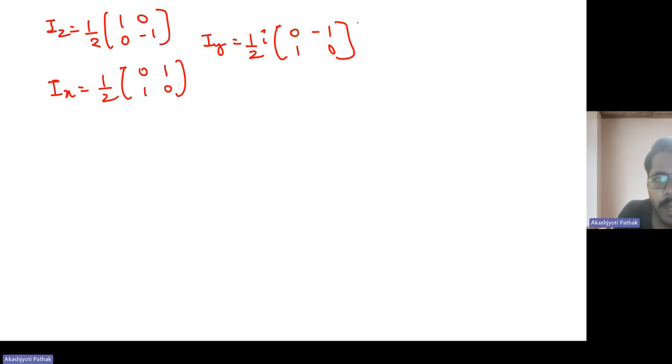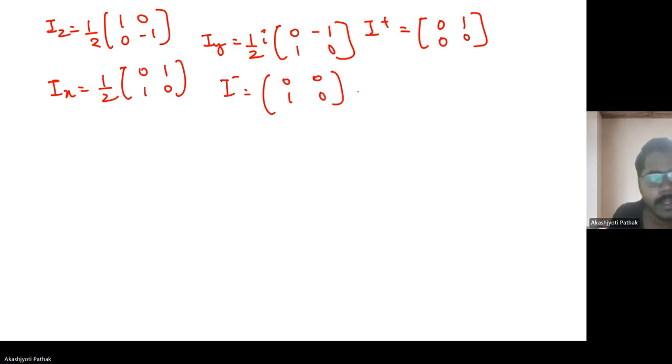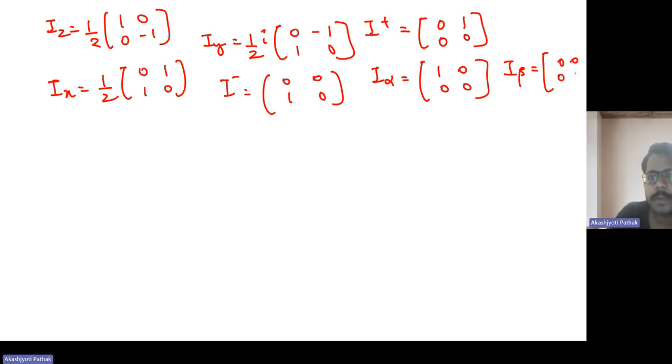Similarly, I plus is given as explained and discussed earlier. I think you have the key concept behind why I'm writing it like this. And I minus is represented as 0 0 and 1 0. In the case of I alpha, it is 1 0 and 0 0. And in I beta, it is 0 0 and 0 1.